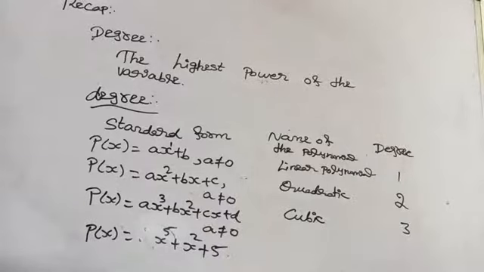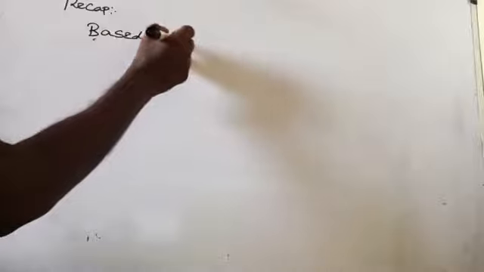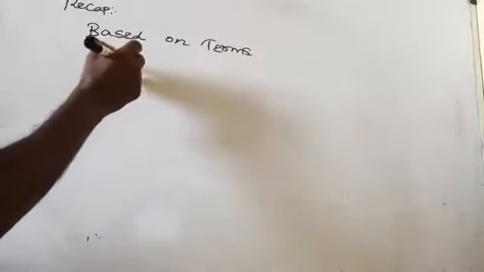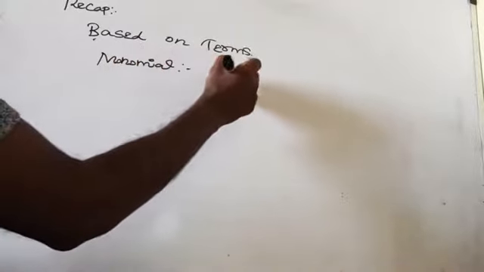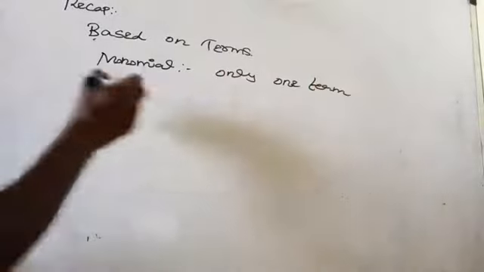Based on terms. If your polynomial contains only one term, then it is called a monomial. Monomial means a polynomial contains only one term. Mono means single. Then binomial.